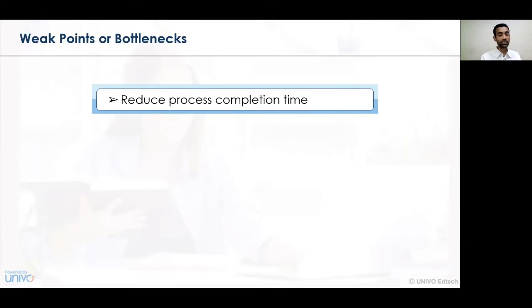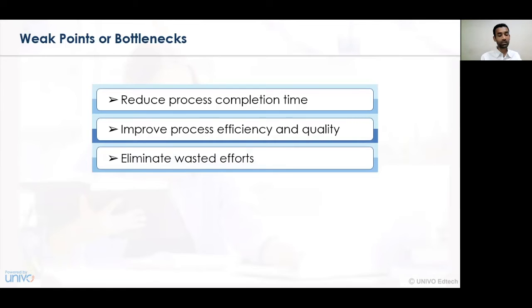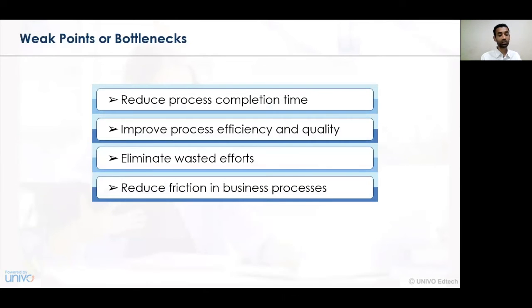So accordingly, we need to see how we reduce the process or completion time. How do we improve the process efficiency and quality of the product? Eliminating wasted efforts: whatever efforts have been undertaken should not be wasted, and elimination of such activity is essentially required and important. Reducing the friction in the business processes.